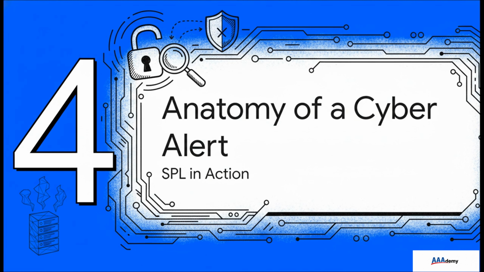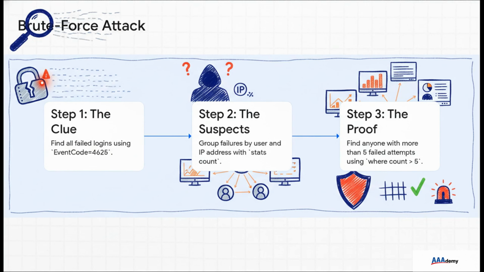Okay, time to put it all together. Let's see how all these commands and these efficiency rules combine to solve a real-world problem, like hunting down a cyber attack. So here's how we'd find that hacker from the beginning. First, we find our clue. We search our security logs for the specific event code for a failed login. Then, we identify our suspects. We use stats to count up those failures and group them by both the username and the IP address they came from. And finally, the proof. We filter that down to find anyone with more than 5 failed attempts, a classic sign of a brute force attack.